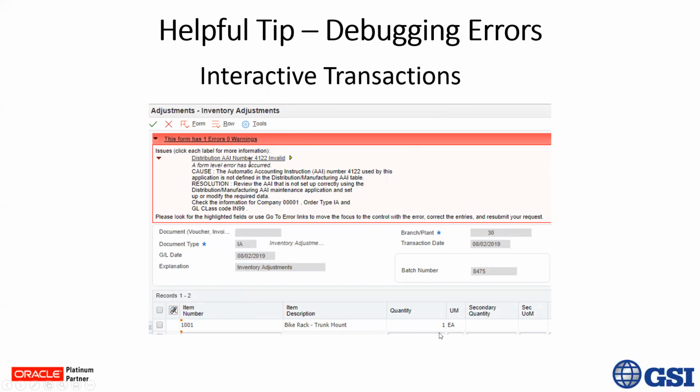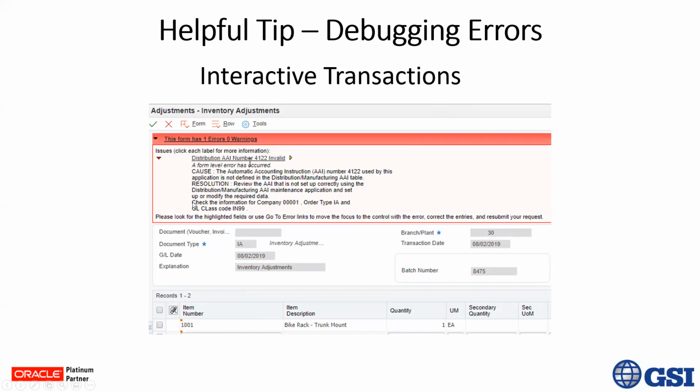So you fill out all the stuff. I tried to do this in our test environment. I made sure that we were using a geo class code that was not set up. And now you can kind of see what the error looks like. It says distribution AAI number 4122 invalid, right? So now you know what that means. There's a table number associated there. It's a standard inventory management transaction because it starts with 41. So that's what an IA is, right?